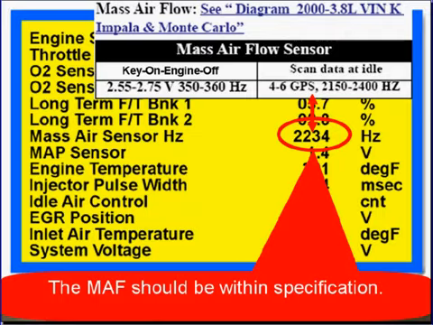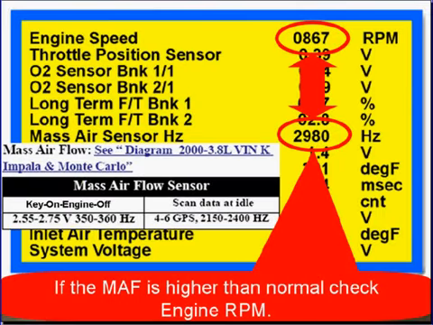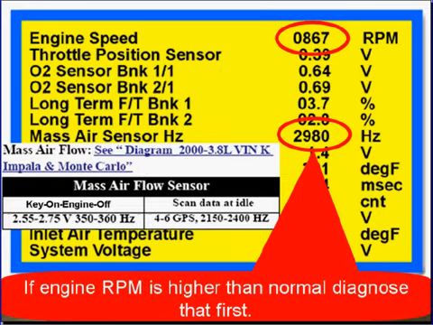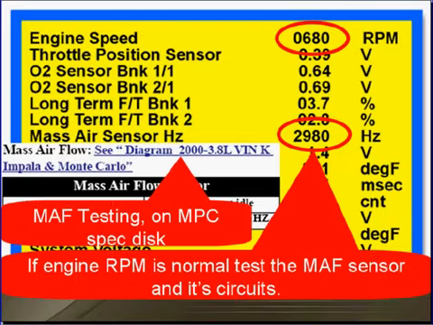If long-term fuel trim isn't within normal specifications, go to pressure and volume testing. The mass airflow should be within specifications. If the mass is higher than normal, check engine RPM. If the engine RPM is higher than normal, diagnose that first: sticking throttle cables, adjusted throttle stops. If engine RPM is normal, test the MAF sensor and its circuit. If you have difficulty testing these circuits, you can look on the disk for MAF testing.